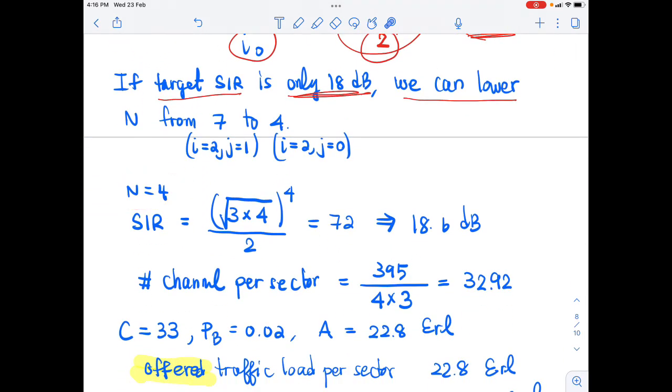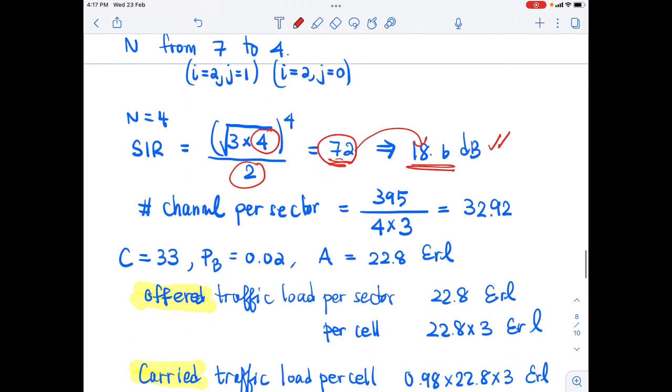Let's recompute SIR. Now here N is equal to 4 instead of 7. The number of closest co-channel cells is still 2. We compute this, get 72, we convert into dB, we get 18.6 dB, which is okay, just a little bit above the requirement, which is 18 dB for this example. So let's compute spectral efficiency in this case.